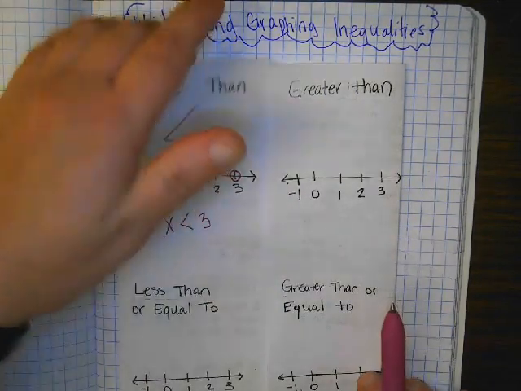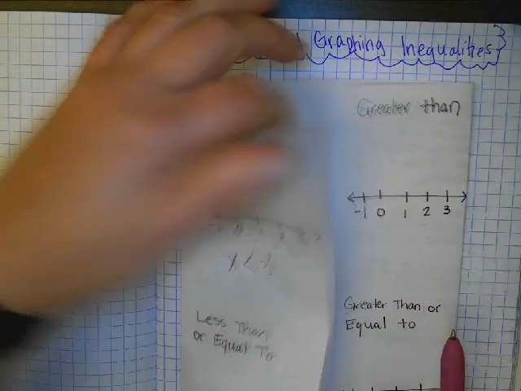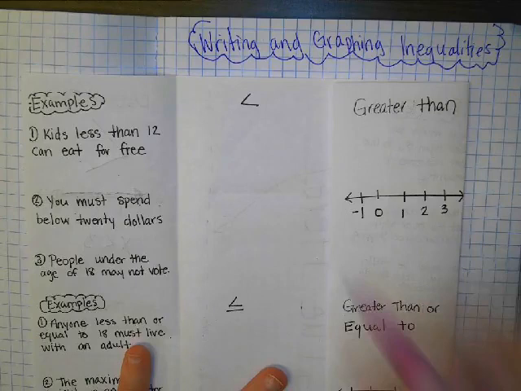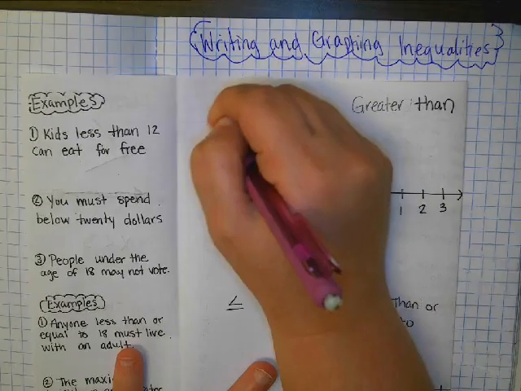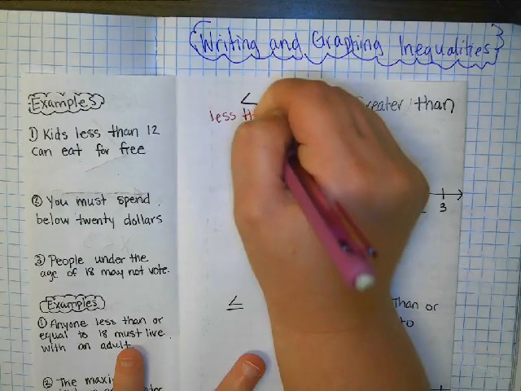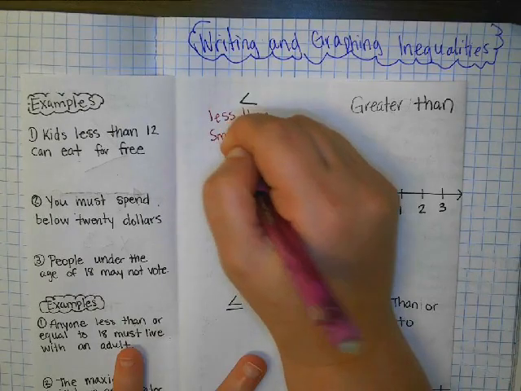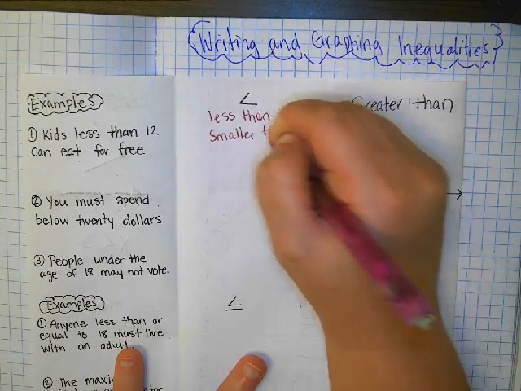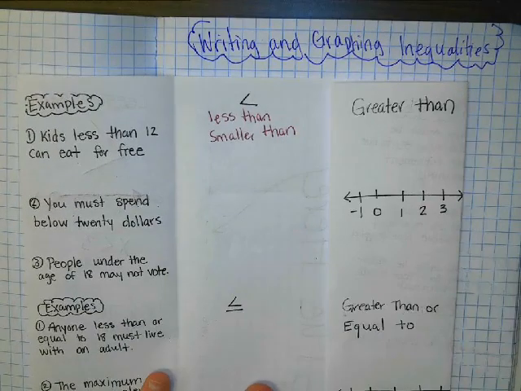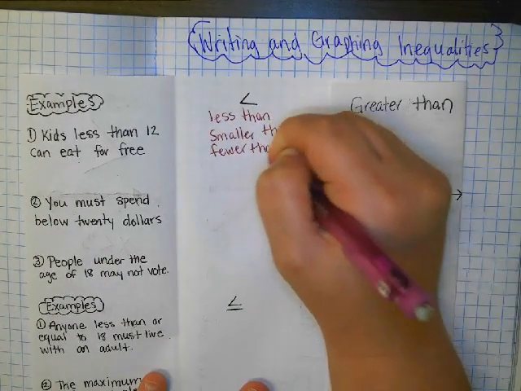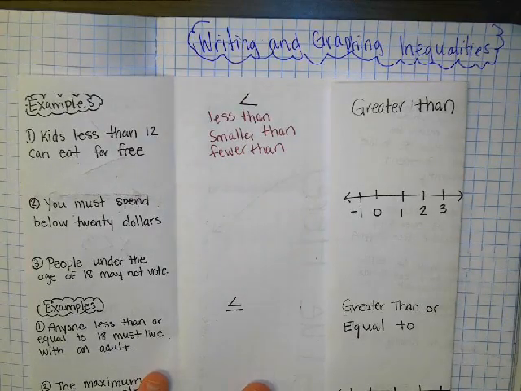Okay, so we're going to continue looking at less than. Because not only are we going to graph them, it says we're also going to write them. So we're going to look at a few key words that mean less than. The first one is less than. Think about another way you could see less than. Smaller than. You must be smaller than 3 feet to go through the cardboard maze. Fewer than. You can have fewer than 5 pieces of candy.